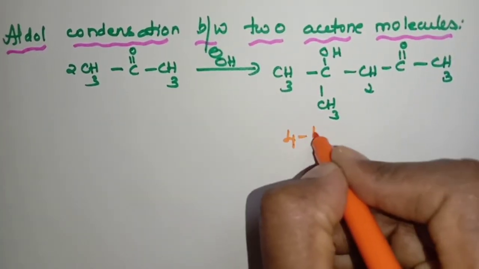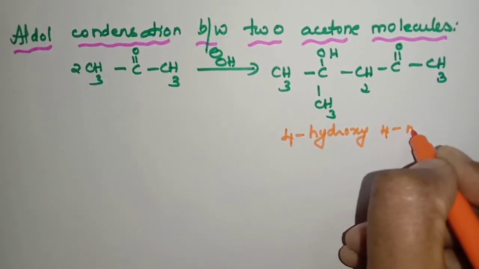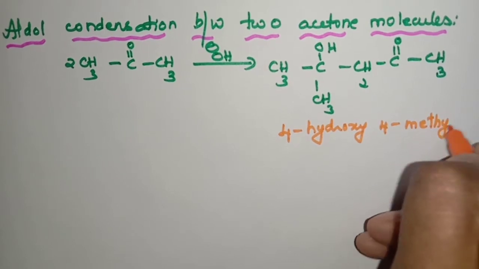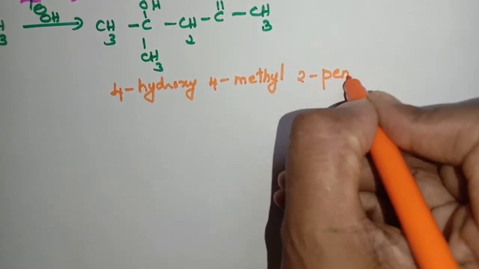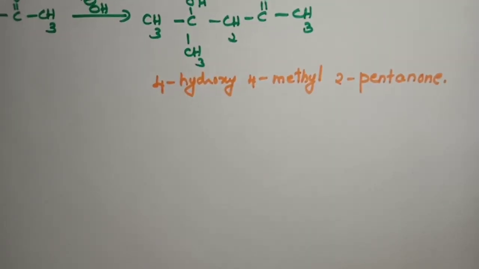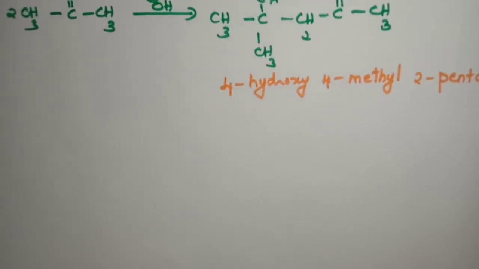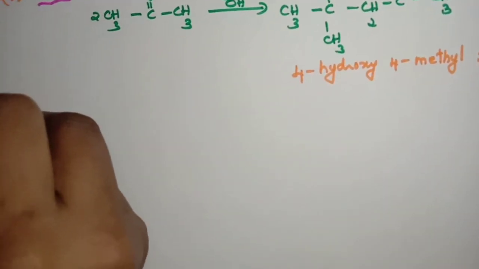So its name is 4-hydroxy 4-methyl 2-pentanone. Okay, so try to do the mechanism of this reaction on your own. So one more example, this I will do it for you.